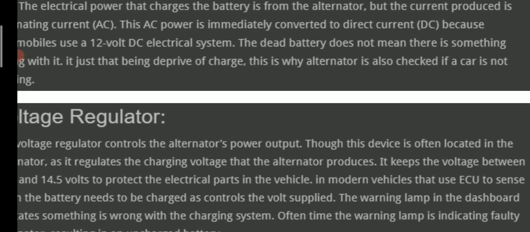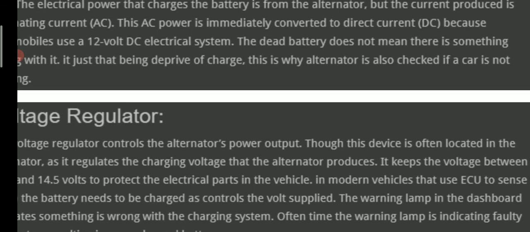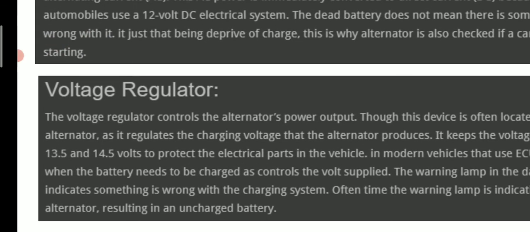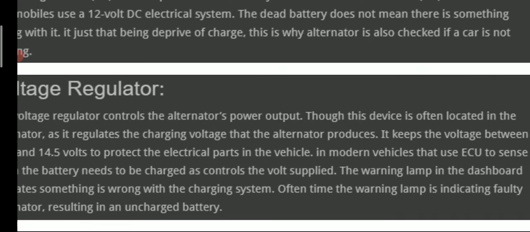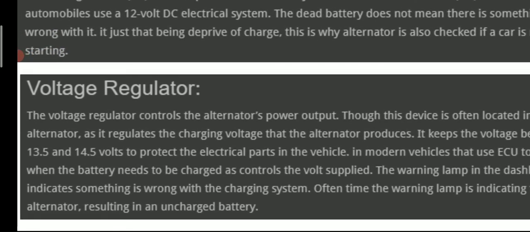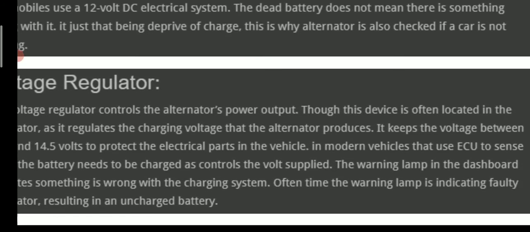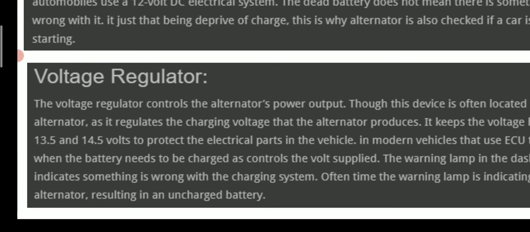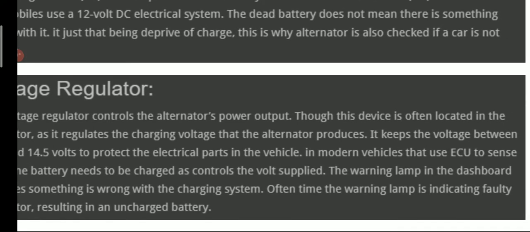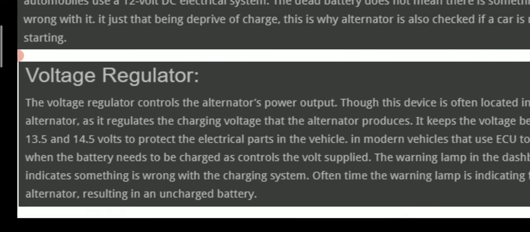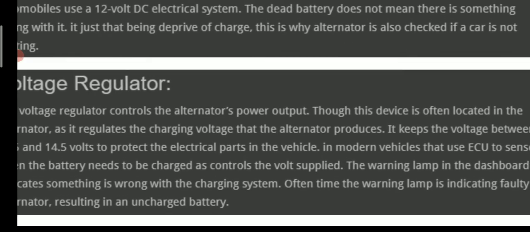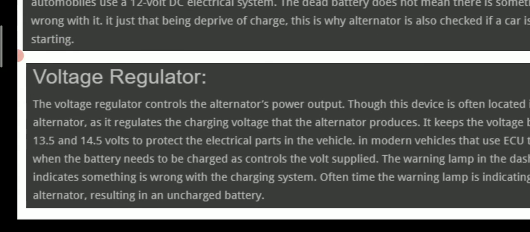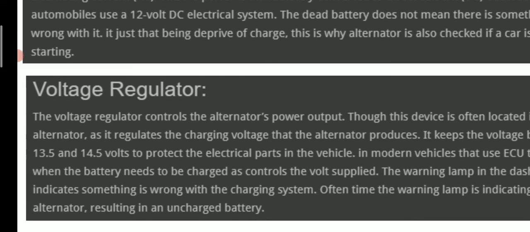Voltage regulator. The voltage regulator controls the alternator's power output. This device is often located in the alternator, as it regulates the charging voltage that the alternator produces. It keeps the voltage between 13.5 to 14.5 volts to protect the electrical parts in the vehicle. In modern vehicles, the ECU senses when the battery needs to be charged and controls the voltage supplied. The warning lamp on the dashboard indicates something is wrong with the charging system. Oftentimes, the warning lamp indicates a faulty alternator, resulting in an uncharged battery.